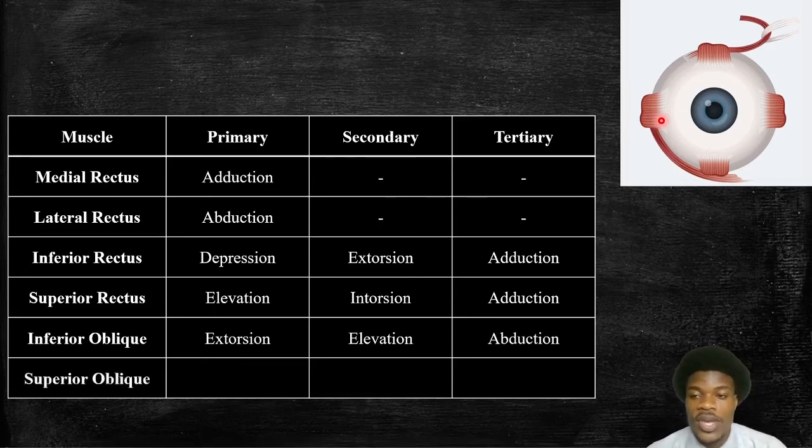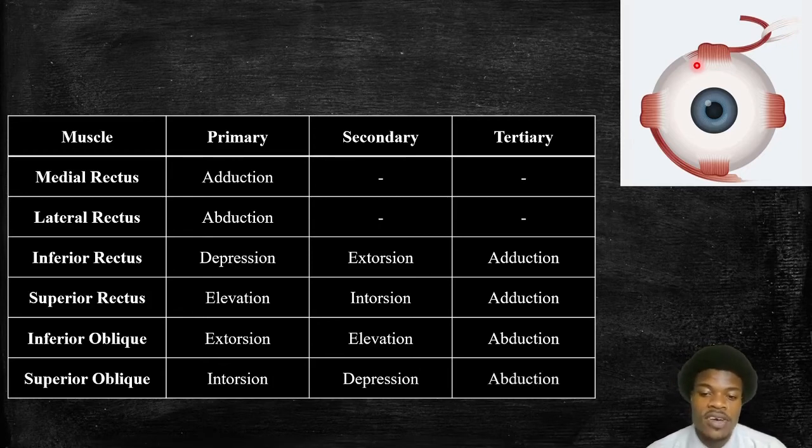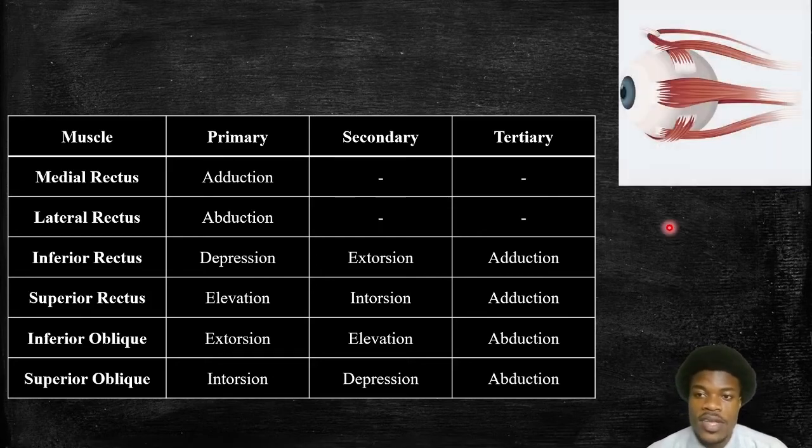Lastly, we have our superior oblique muscle, which is at the top here, superior posterior temporal quadrant. Its main movement will be intorsion of the eye, rotating inwardly towards the midline of the body. And then also it will help in depression of the eye or looking downwards. And the tertiary movement of this muscle is abduction. Abduction of the eye.